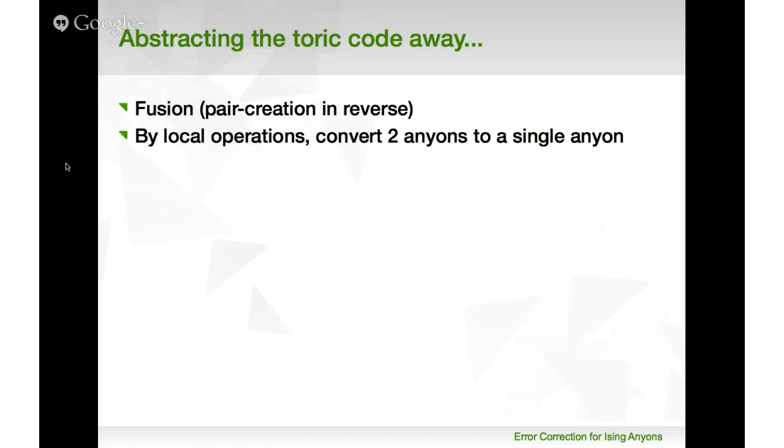So fusion is the reverse process of this. Two particles can't annihilate into a third particle unless the total of all of their quantum numbers obeys all the relevant conservation laws. I'll get more specific about that in a moment. So we have this operation fusion, where we merge particles into new particles.